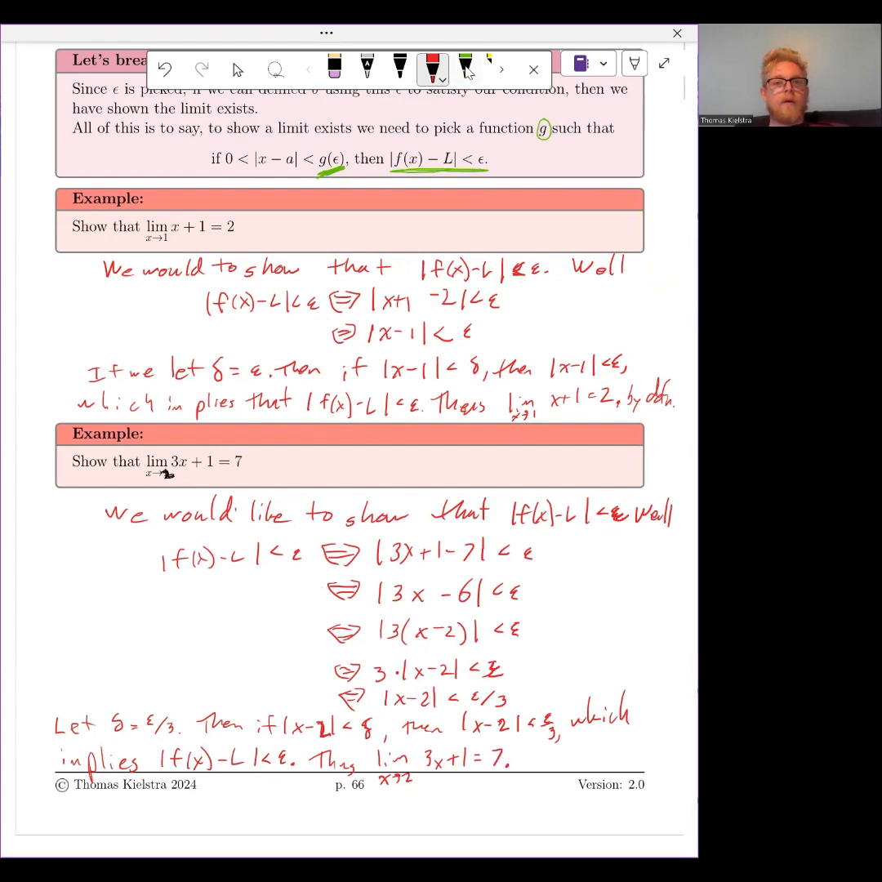What you can notice about this is that the main work here is creating this link of if and only if statements. We get a bound of our absolute value of f of x minus L less than epsilon with this bound for our x minus a, using if and only ifs the whole way, which is really, really nice.